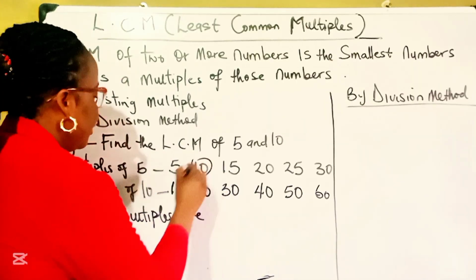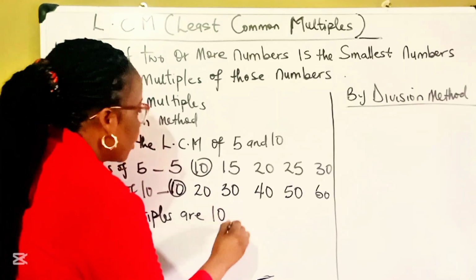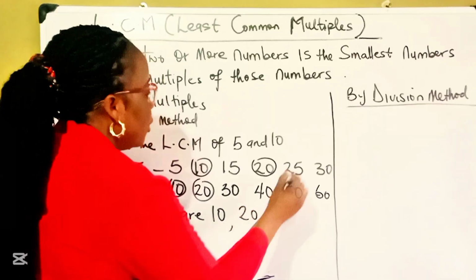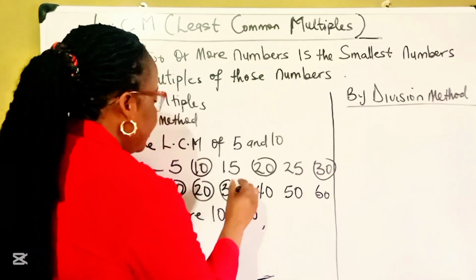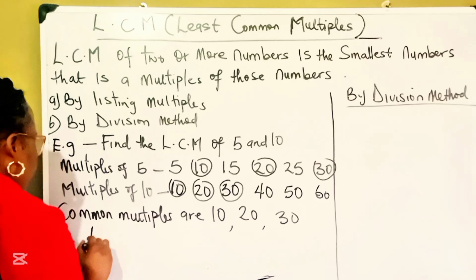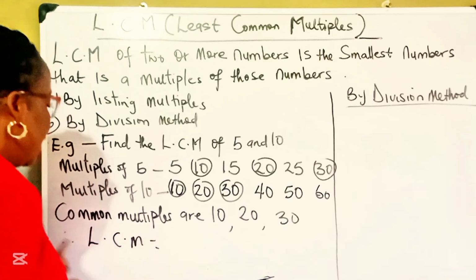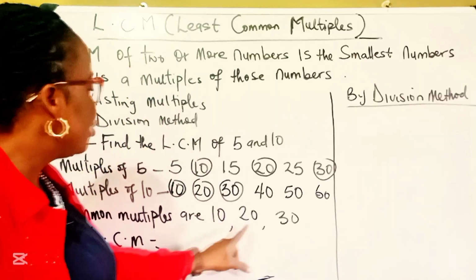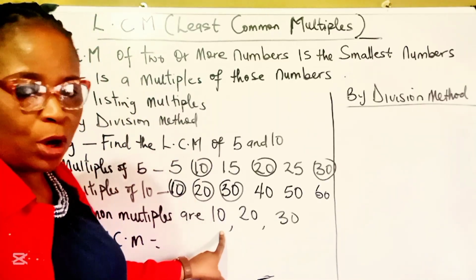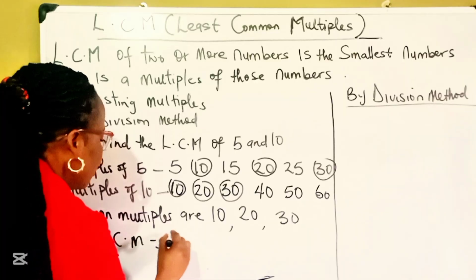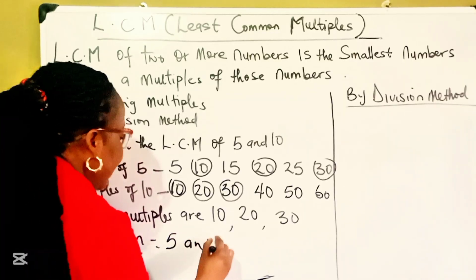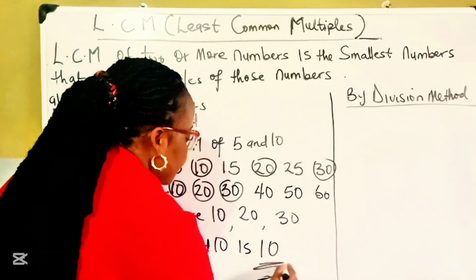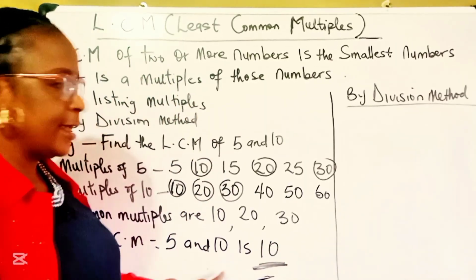We have 10 here and 10 here. We have 20 and 20. We have 30 and 30. Therefore, the least common multiple means the least number among them. So we have 10, 20, 30, and the least number is what? 10. So the LCM of 5 and 10 is 10.